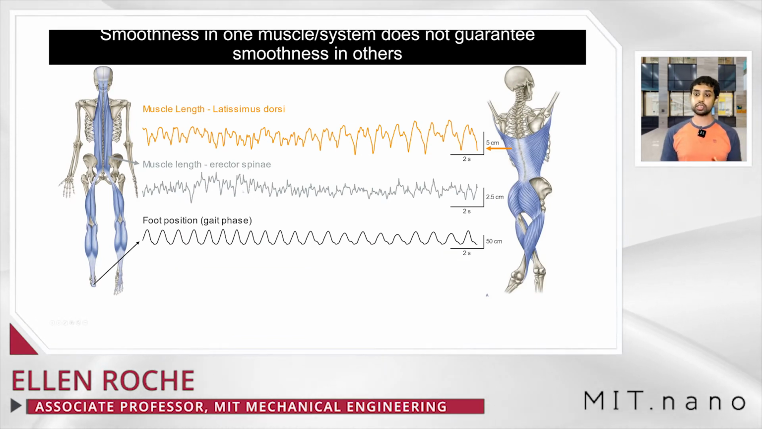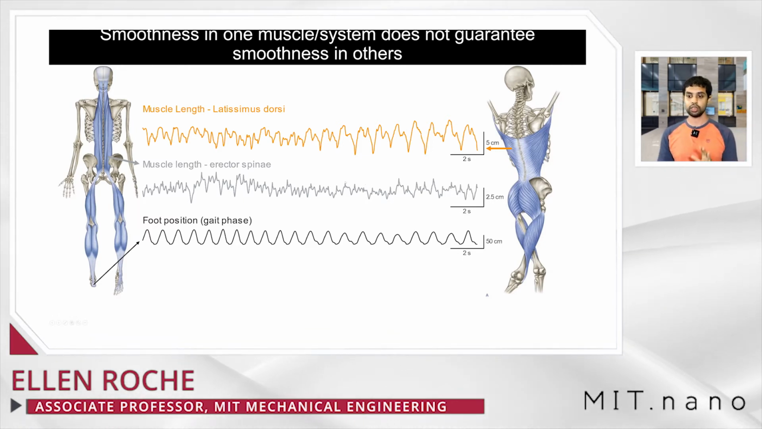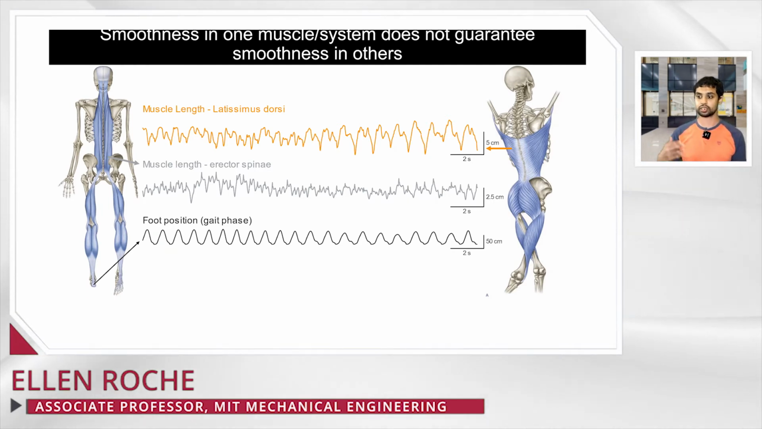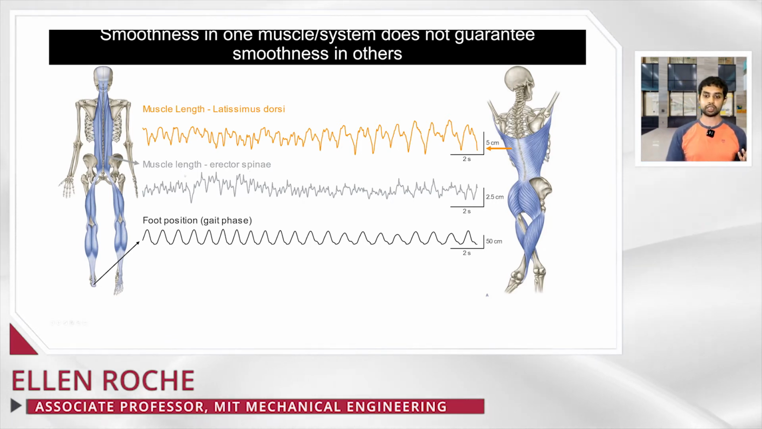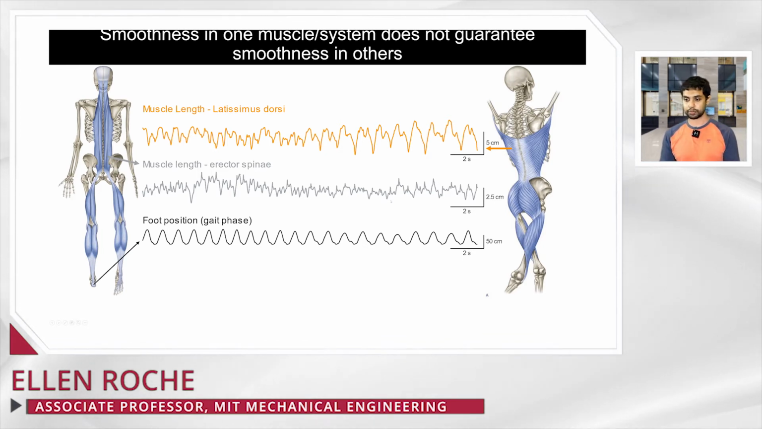Now, synchrony or smoothness in one muscle system does not guarantee smoothness in other muscle systems. So here I'm showing you in green length of the erector spinae muscle, and in orange length of the latissimus dorsi muscle. Now, towards the left of this plot, the latissimus dorsi is arguably less coordinated, and on the right, these points are more synchronous with respect to each other. The amplitude increases, oscillations become more obvious and smoother. And in the green line, I'm showing the length of the erector spinae muscle, and there is no real discernible change between the two phases when one muscle changes state, so to speak.